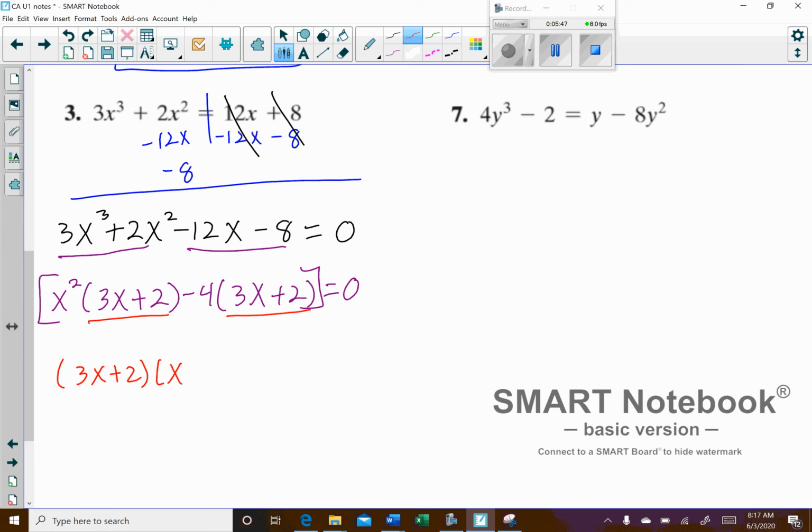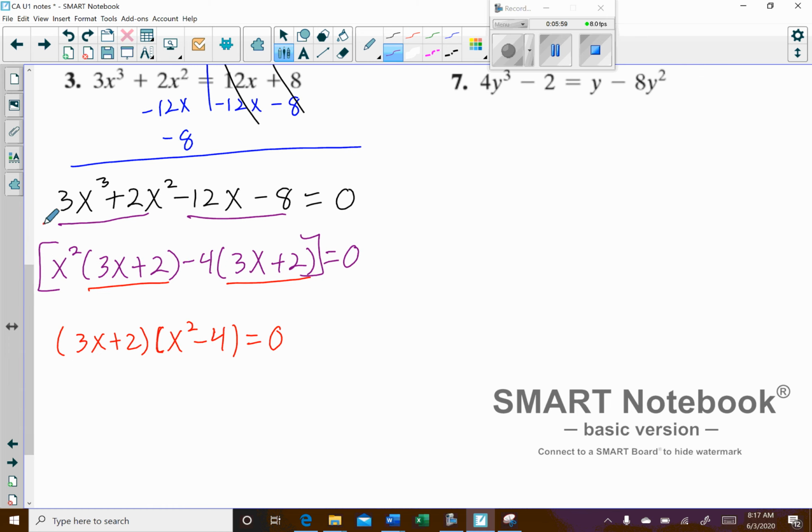And then my other factor is x squared minus 4. And so what you'll notice here is I have the difference of 2 squares again. Okay, so I have the difference of 2 squares. So I still have the 3x plus 2, and then this will factor into x plus 2, x minus 2.